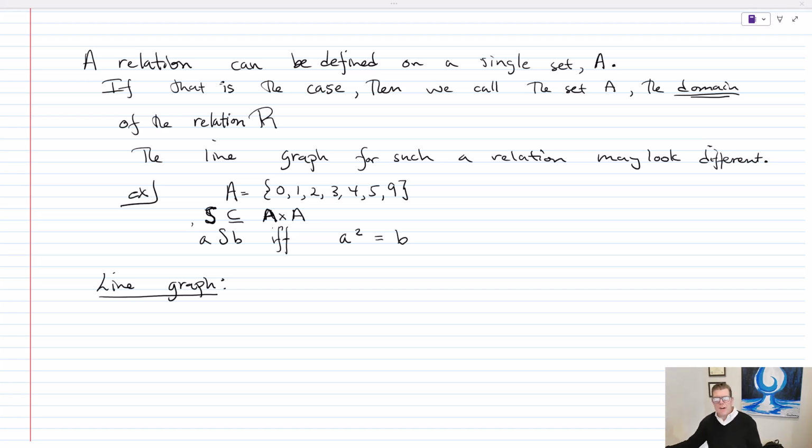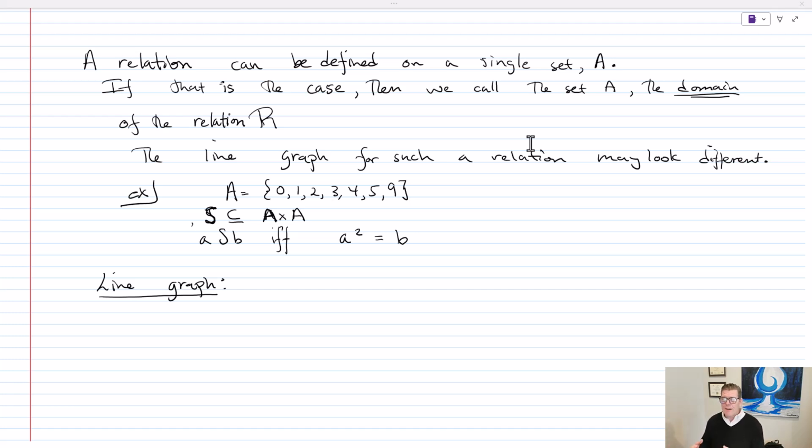A relation can be defined on a single set A. And if that's the case, then we'll call that set A the domain of the relation R. Notice that it's a little bit different from functions, where we have a domain and a target, or a domain and a codomain. In this case, we're imagining that R is a subset of A cross A. So when that happens, the line graph for such a relation may look a little bit different. So let's say, for example, I have A, and A is 0, 1, 2, 3, 4, 5, 9. And S is a subset of A cross A. So our domain for S is A cross A.